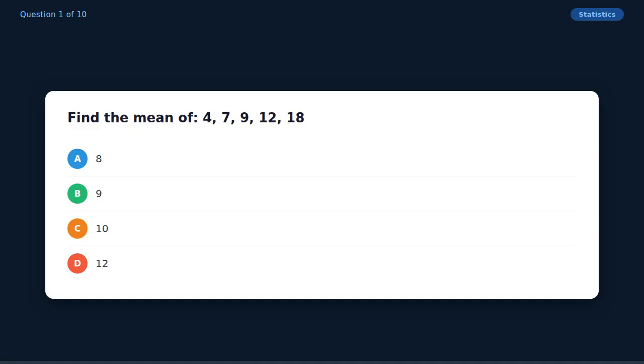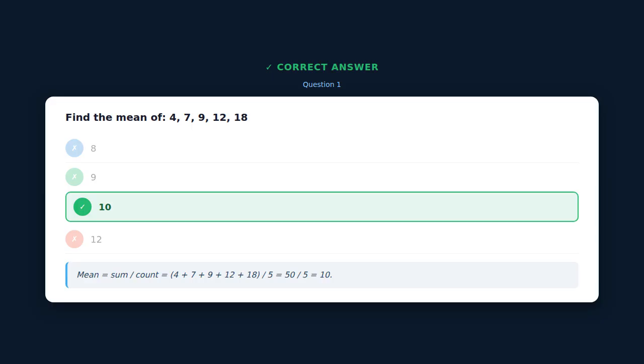Mean equals sum divided by count, equals (4 + 7 + 9 + 12 + 18) divided by 5, is equal to 50/5, is equal to 10.